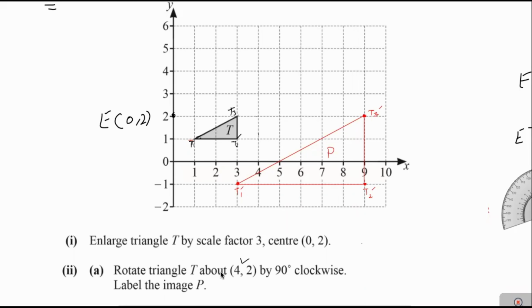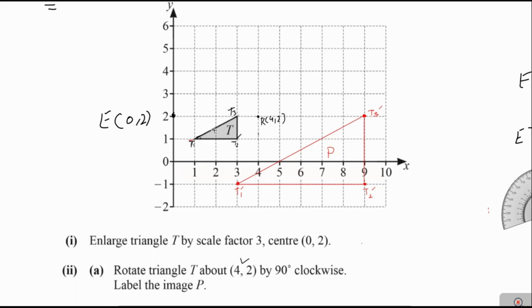Part B, rotate triangle T about 4, 2 by 90° clockwise, label the image P. Now you see here, these are the object points of triangle T: T1, T2, T3. Now we will rotate these points 90° clockwise about the rotation point. This is the rotation point 4, 2. Now we mark it, and we name this point of rotation as R.